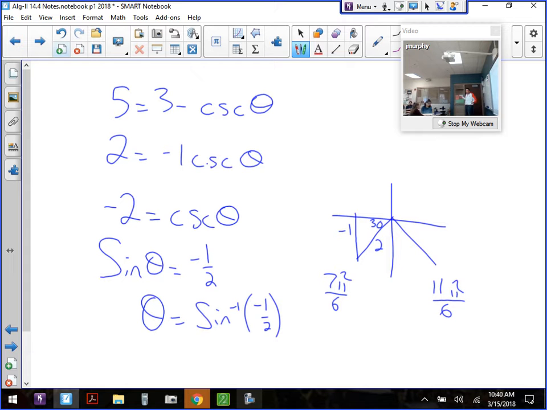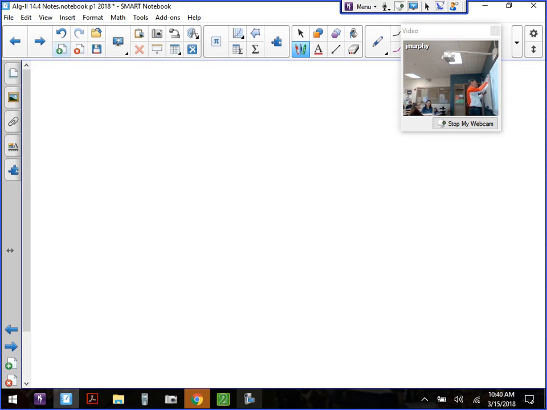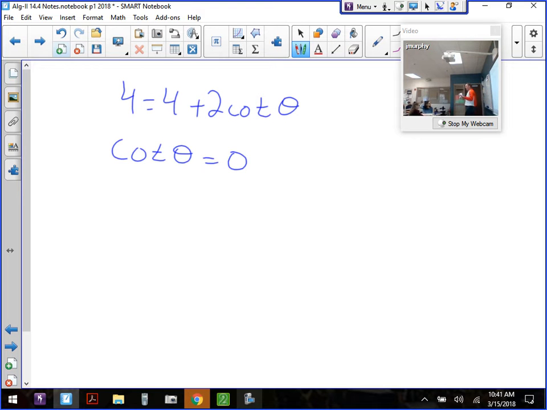Okay. All right, 6, cotangents. 4 equals 4 plus 2 cotangent theta. Subtract 4, you get 0. Divide by 2, you get 0. Right now I have cotangent of theta is 0. If it's 0 over 2, that's fine, because what's 0 divided by 2? 0. And you're okay if you left it like that. Leave it like that. Watch what happens.